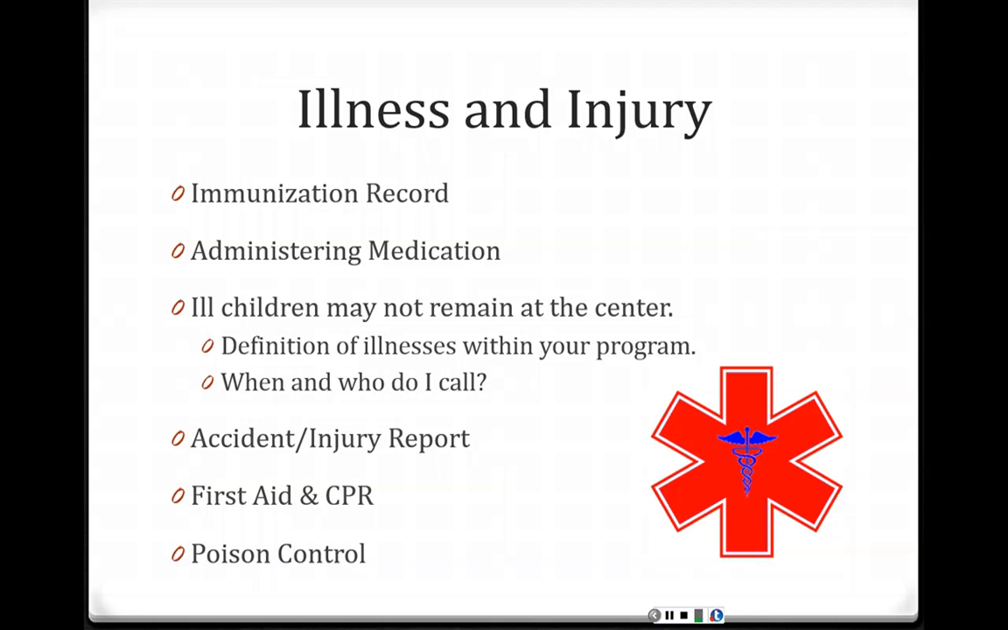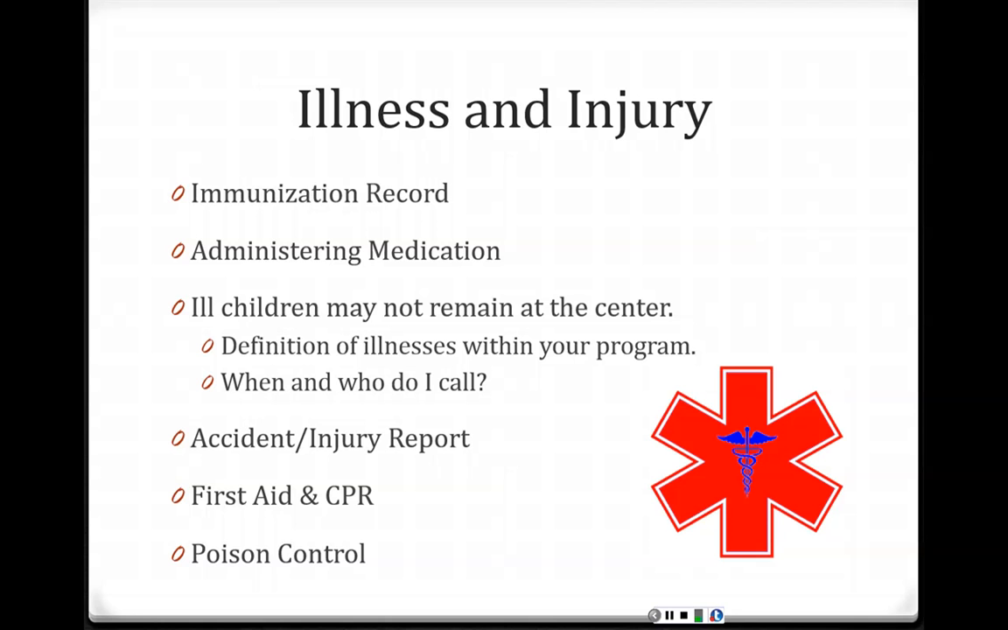First aid and CPR. There is someone on site at all times that is first aid and CPR certified. If you are not that person, you need to make sure that you know who is on site when you're there that is the certified person. Most centers now try to have several people certified, if not everyone. It's really better if you can have everyone certified. That way you're not wondering who your first aid and CPR person is today.